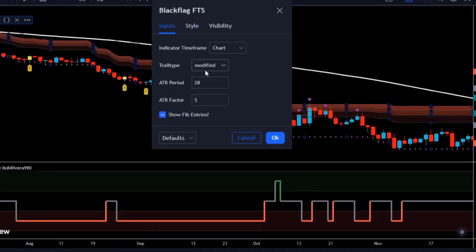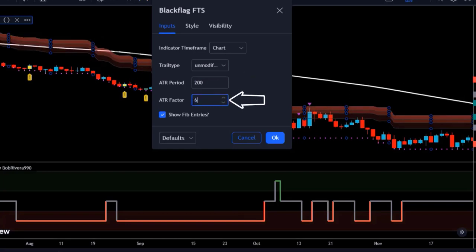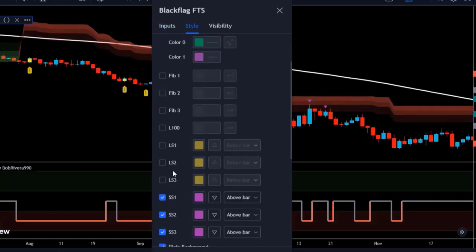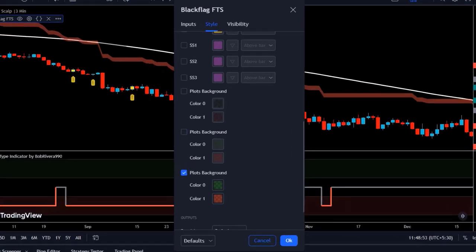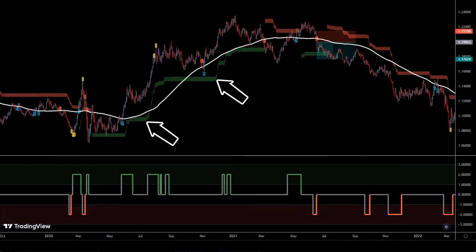And in the Inputs tab, change the trail type option to unmodified and set the ATR period to 200. Next, we change the ATR factor to 6. And then in the Styles section, we disable all the options except the last plot's background option. This indicator shows the trend of the market clearly.